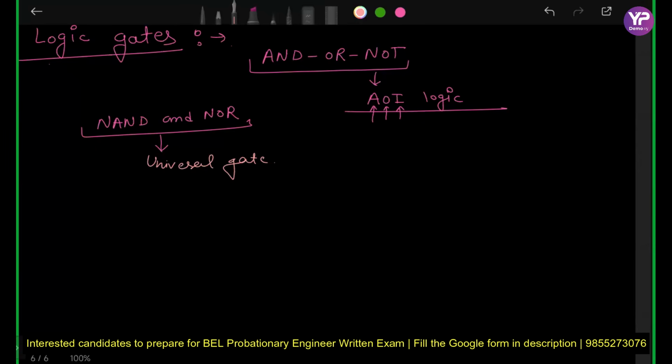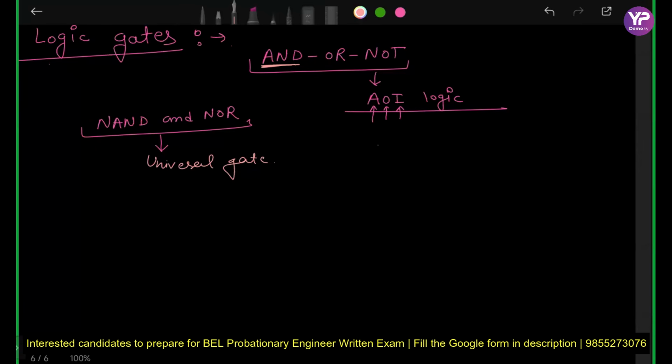Right? You can't implement every logic function with the help of only an AND gate. You require AND gate, OR gate, or NOT gate, or a combination of all of them to implement all functions. But with the help of NAND gate and NOR gate alone, you can implement any logic function. That's why they are called universal gates. Understood or not? Tell me. What is the meaning of universal gate, right?